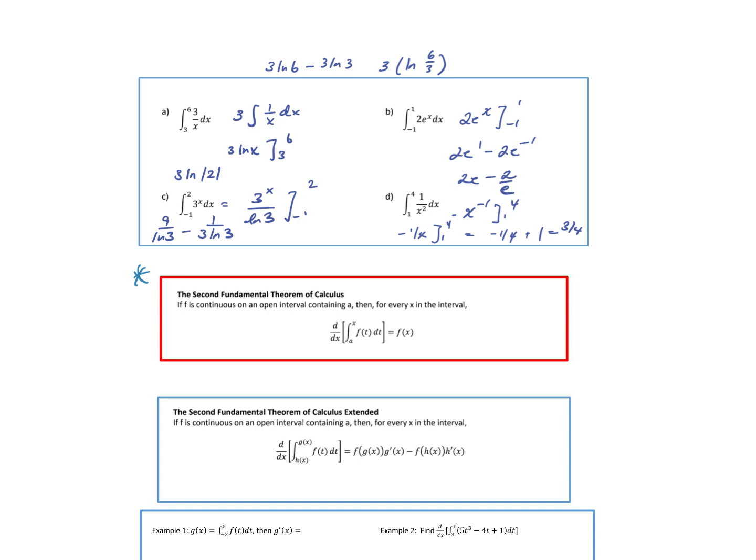So what this theorem does is it allows us to find the derivative of an integral. So it really takes both aspects of calculus, right? We either derive or integrate, and it puts them together. So it's an interesting theorem. It's very easy. This is one of the easiest things we're going to do all year. You just have to be aware of it.